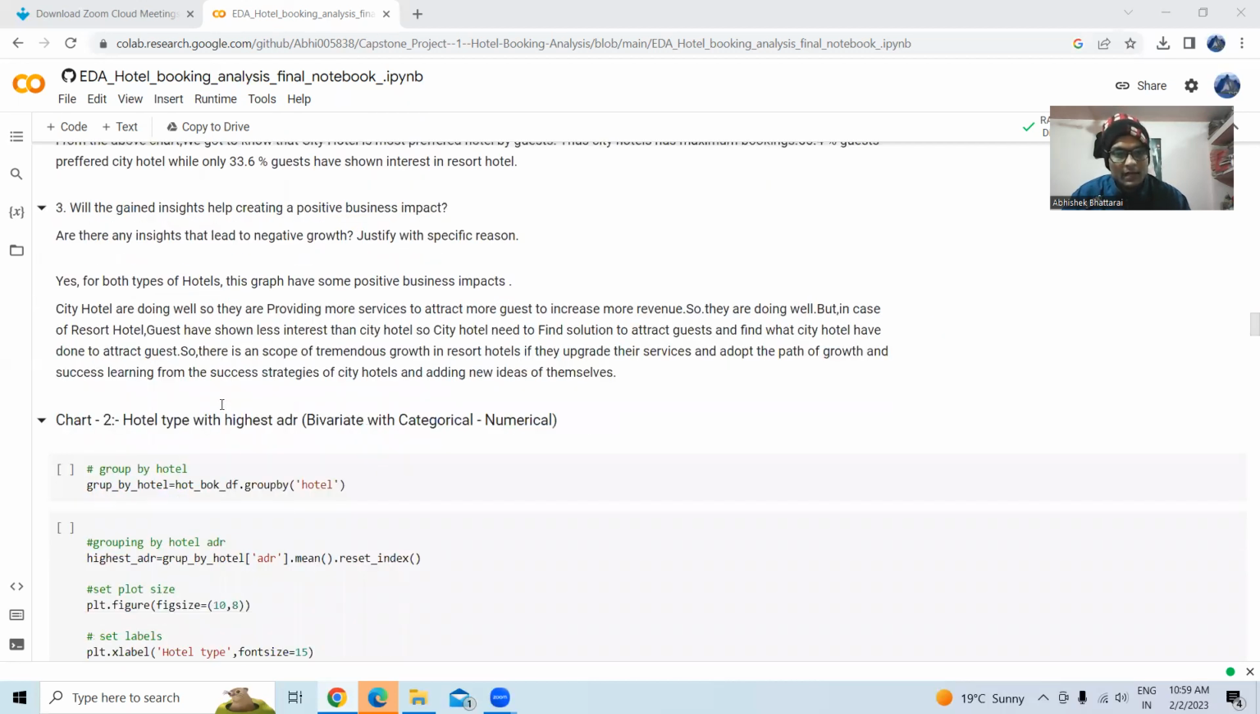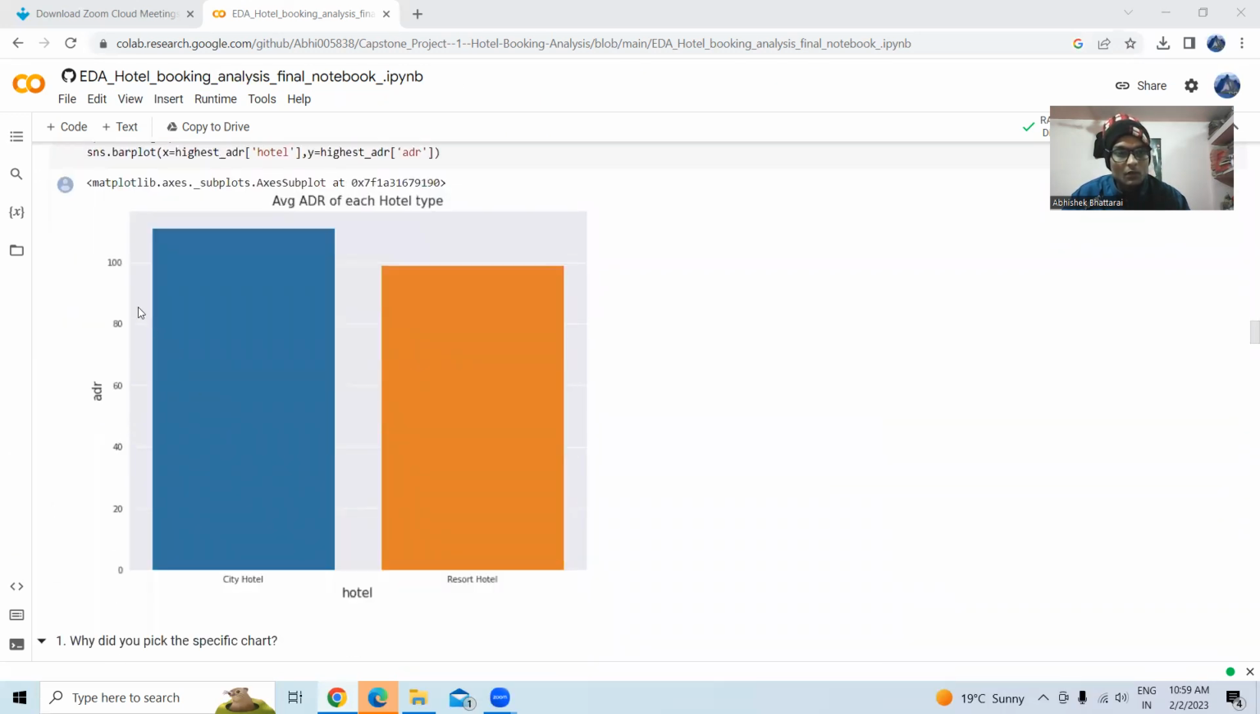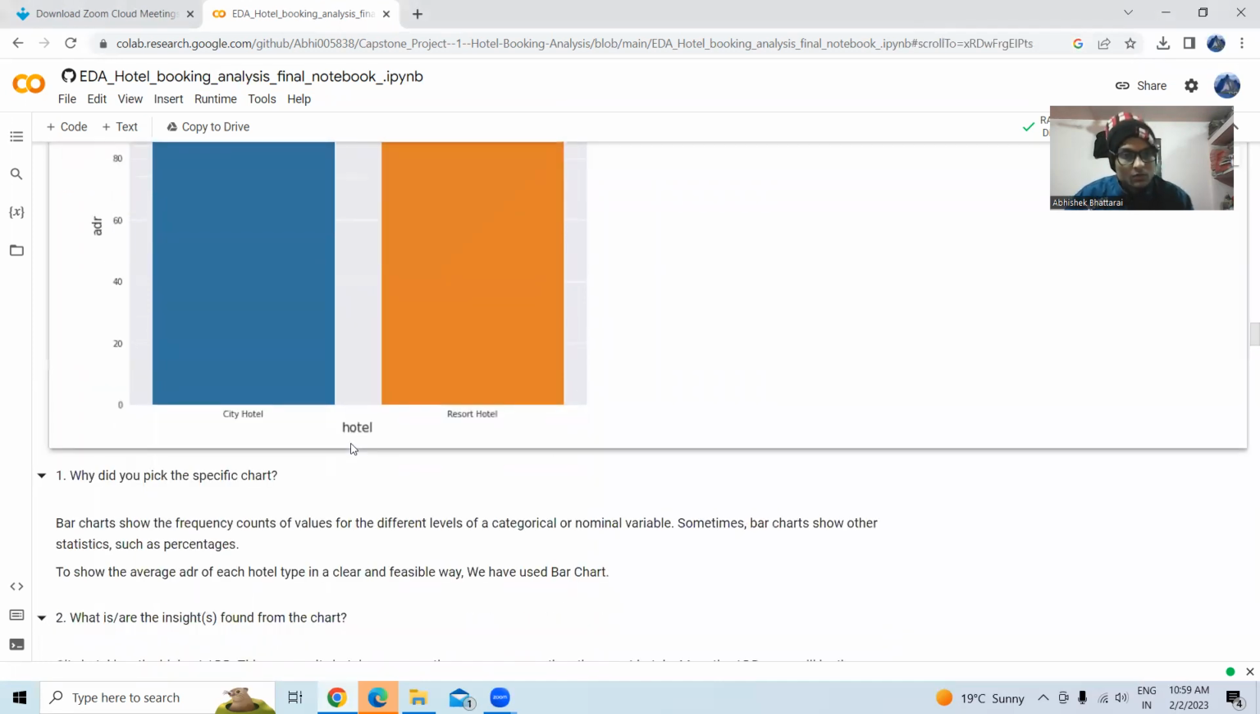The second chart belongs to hotel type with highest ADR, and again this follows the UVM rule. Our second chart is made in bivariate with categorical and numerical, meaning we are comparing 2 columns, one categorical and another numerical. Here in the graph the y-axis is ADR and the x-axis is hotel. We can see that the City Hotel has a higher ADR than the Resort Hotel, and the ADR of each type of hotel we can see here.